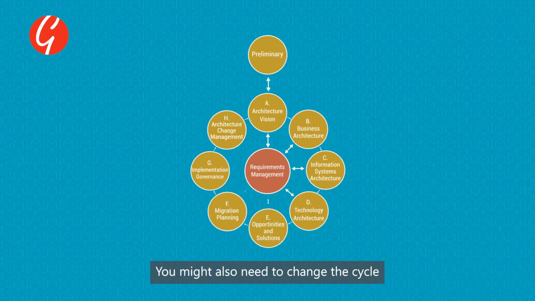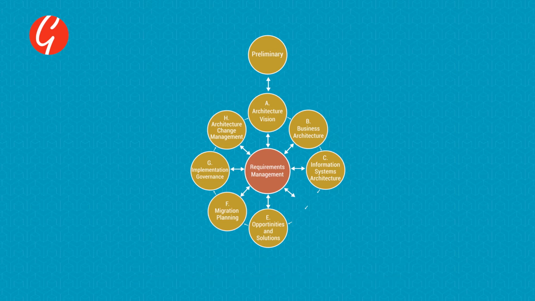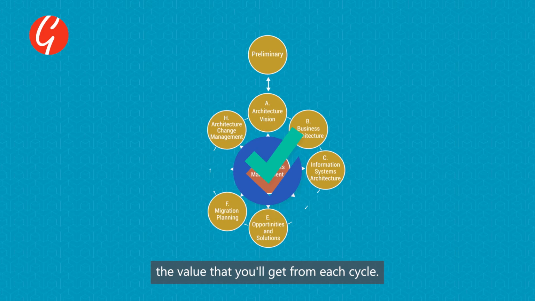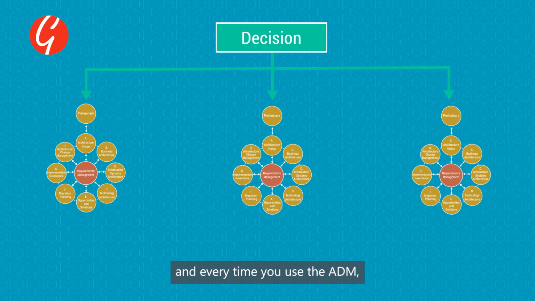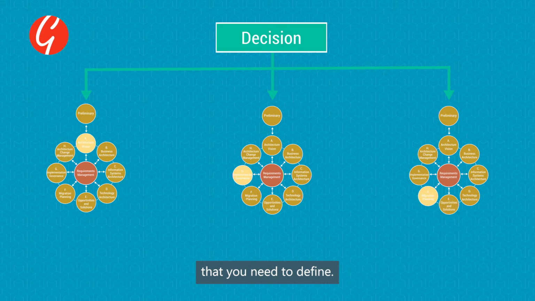You may also need to change the cycle if you don't have the ideal resources or competencies to use the ADM as published. You should also consider realistically the value that you'll get from each cycle. In fact, the ADM is iterative, and every time you use the ADM, you need to make a fresh decision about the breadth and level of detail that you need to define.